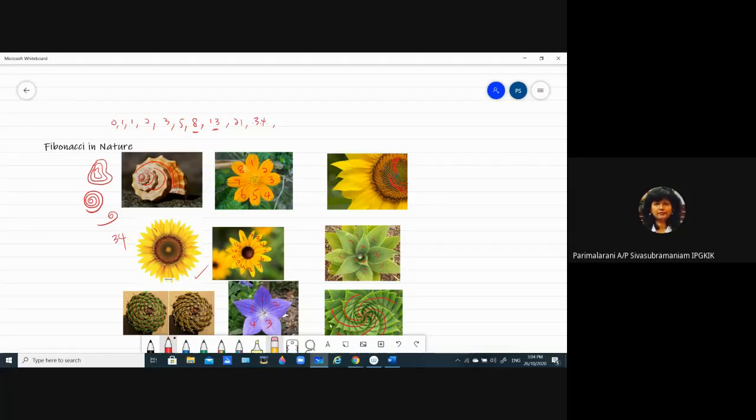So when you count all the spirals, the number of petals, the number of leaves on plants and all that, you will find that many of them follow the Fibonacci numbers. That is why mathematicians are very interested in Fibonacci numbers.